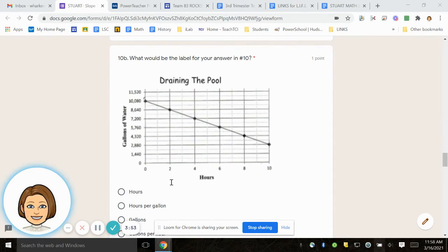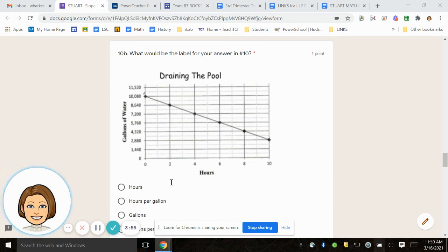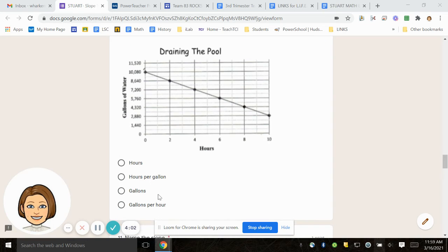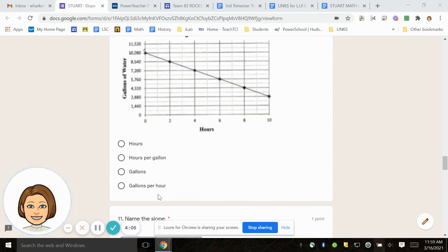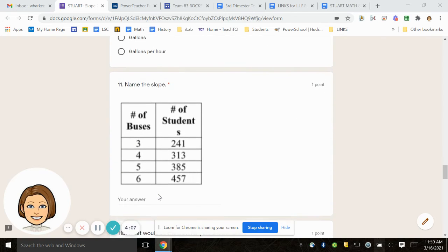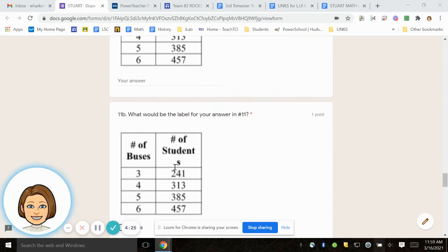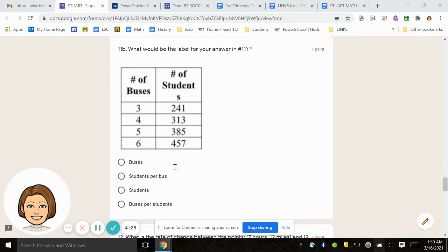For the second half of 10, 10b, what would the label be for the answer in number 10? Hours, hours per gallon, gallons, gallons per hour. Number 11, name the slope. So again, I should just see an answer here. An answer as a number, just a number. What is the slope as a number? 11b, give me the label. Is it buses, students per bus, students, or buses per students?